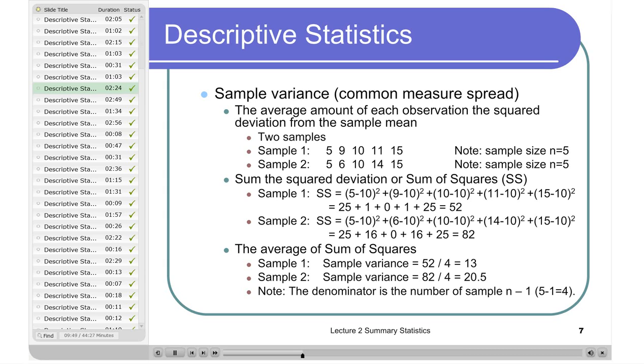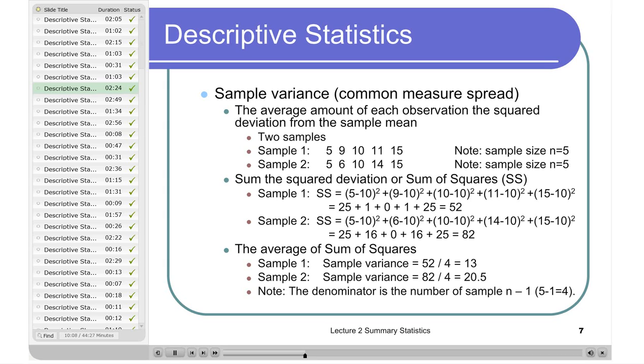Once you have the sum of squared deviations, finding the variance is easy. To find the variance, you're just going to take the sum of squared deviations and divide it by the sample size minus 1. For both of these examples, the sample size is 5, and so the sample size minus 1 is 4.